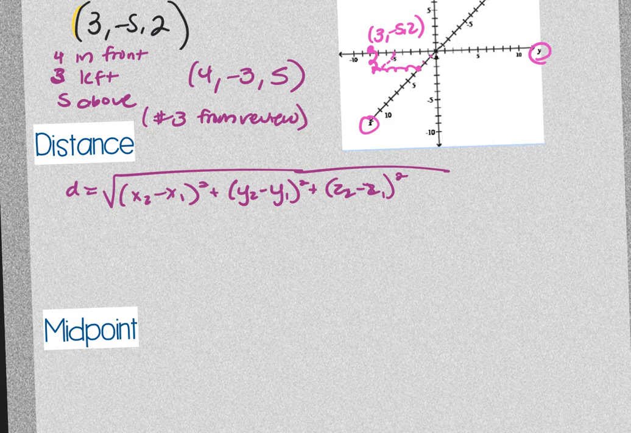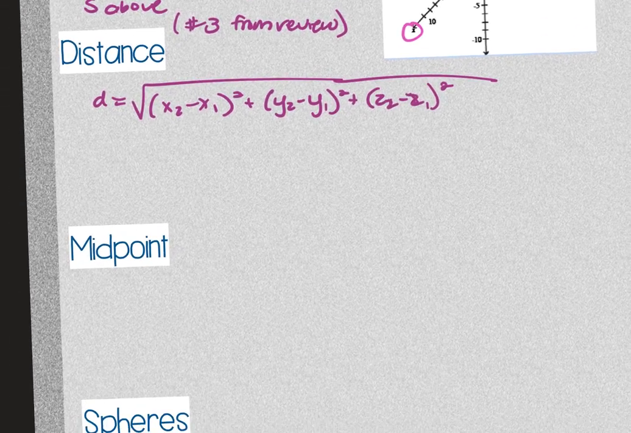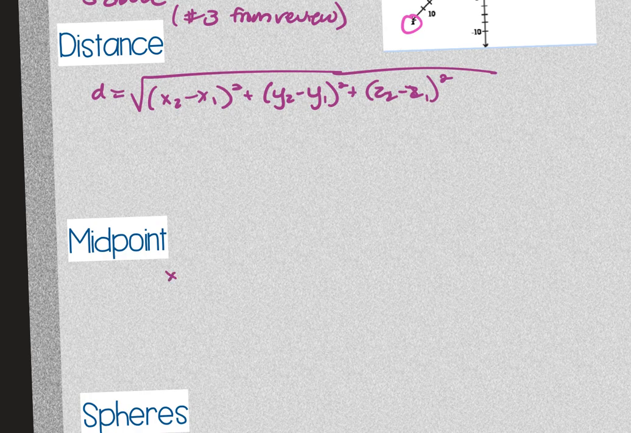All right. Then the midpoint you add. So you add the 2 x's. You divide by 2. You add the 2 y's, divide by 2, add the 2 z's, divide by 2.